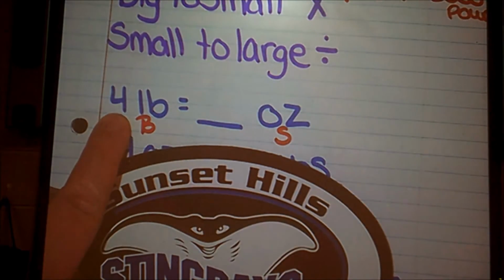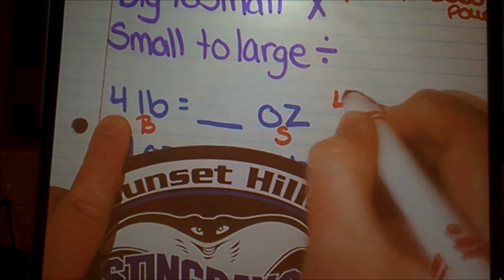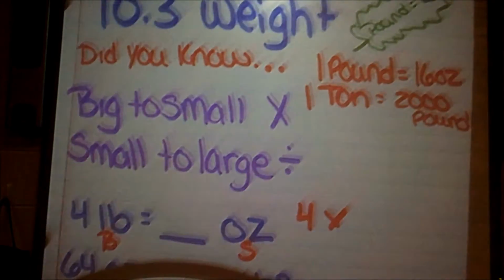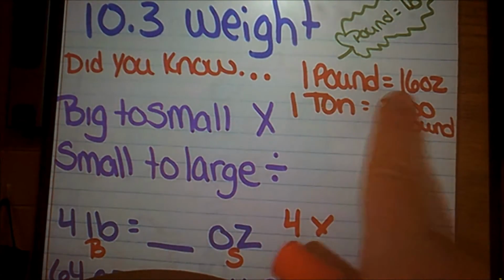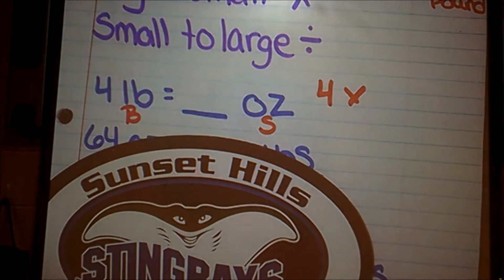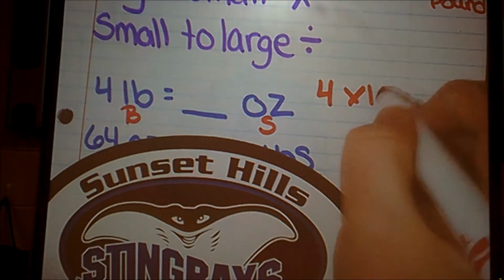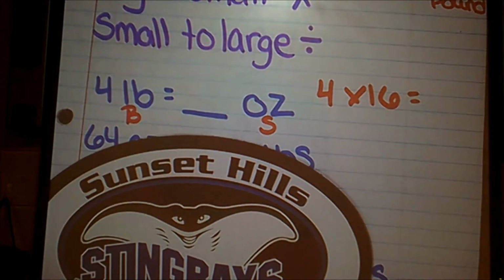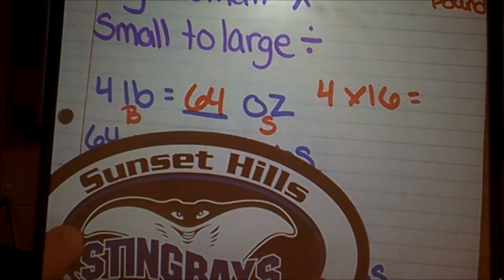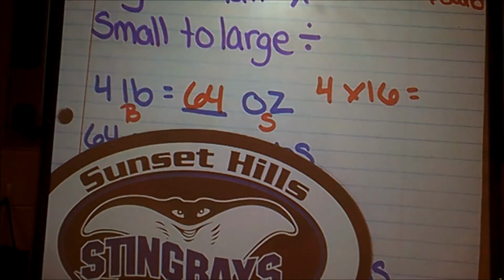So I'm going to be taking my 4 pounds and I'm going to multiply that 4 pounds by how many ounces are in 1 pound. I go up to my conversion and I can see 1 pound equals 16 ounces. So I'm going to multiply it by 16. When I multiply that out, I get a product of 64. So that means inside 4 pounds, I have 64 ounces. Let's try another problem.